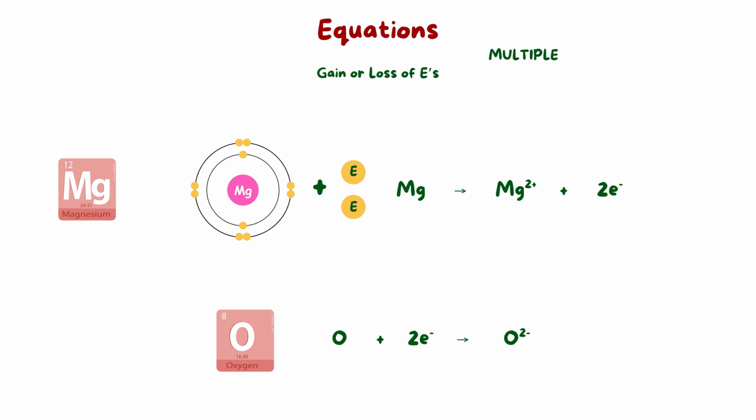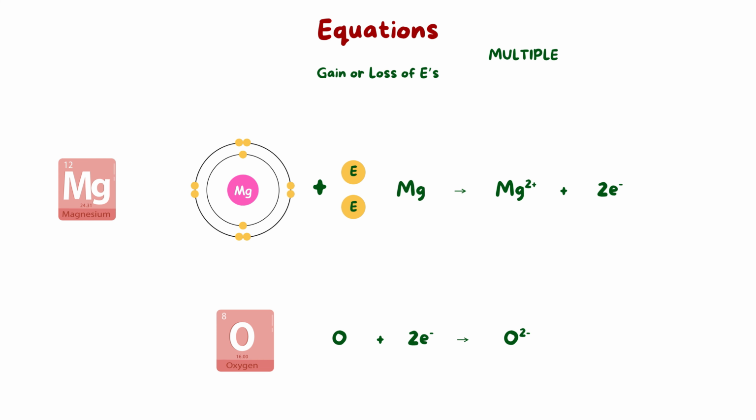Sometimes, atoms lose or gain more than 1 electron. For example, magnesium, which is in group 2, loses 2 electrons to become a magnesium 2+ ion. In this case, we write the equation as magnesium atom forms magnesium 2+ ion plus 2 electrons. On the flip side, if we consider an atom like oxygen from group 6, it gains 2 electrons to complete its shell, and we write oxygen atom plus 2 electrons gives oxygen 2- ion.